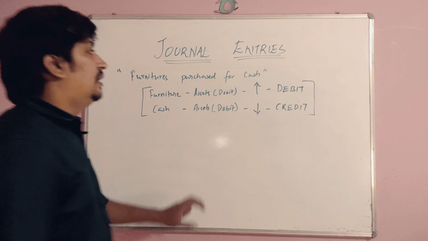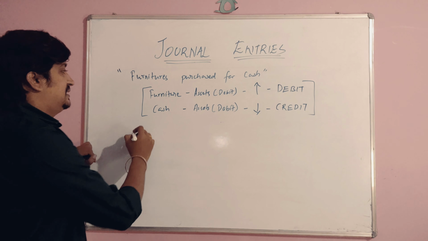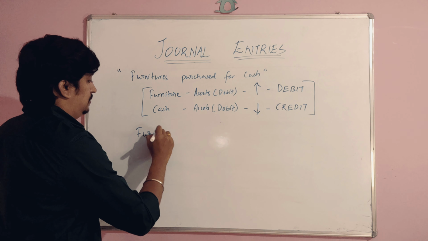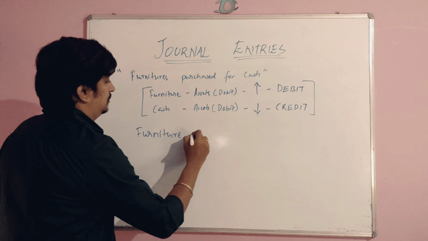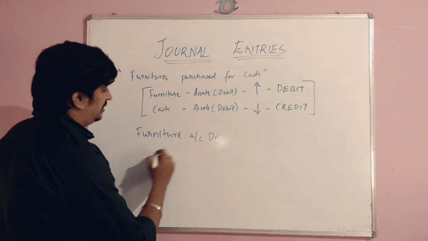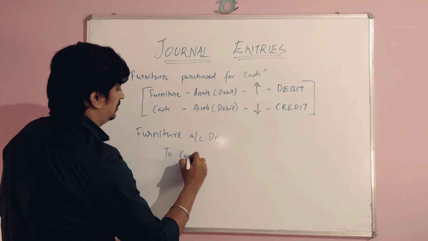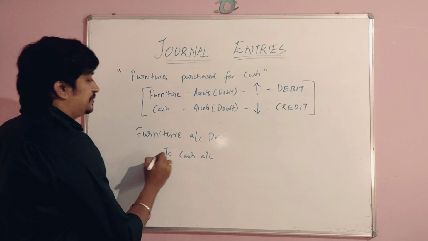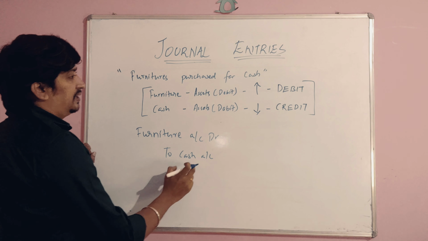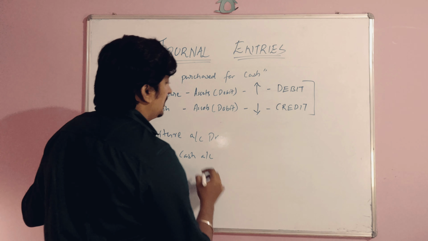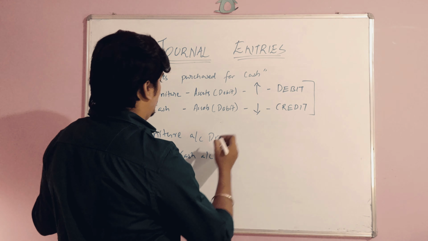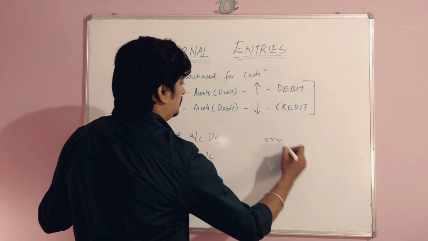Rough work over. Now the debit account has to be written first. Furniture account debit to cash. After that, leave a small space and write the credit account. The credit account has to be written at last. Okay, whatever the value is.